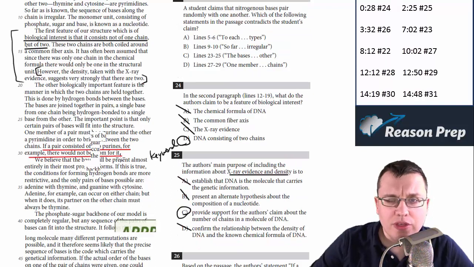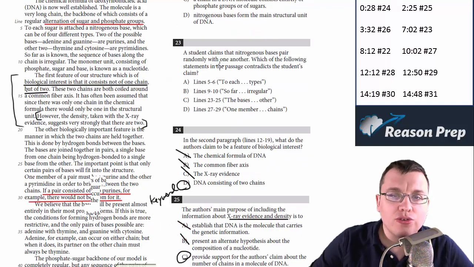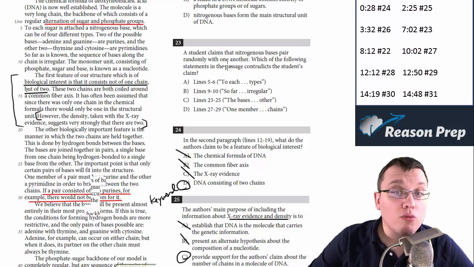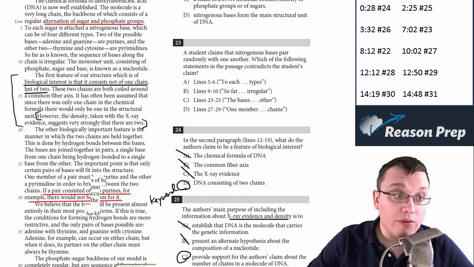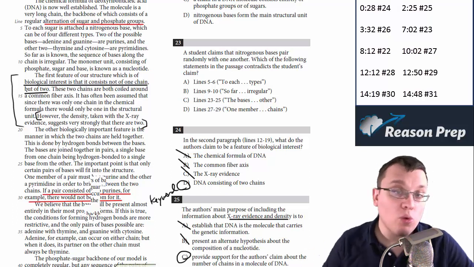So we've just read up to 30. So let's go back to 23. A student claims that nitrogenous bases pair randomly with one another. Which of the following statements in the passage contradicts the student's claim? Well, we read earlier that they can't pair randomly. They have to pair one pyrimidine and one purine.